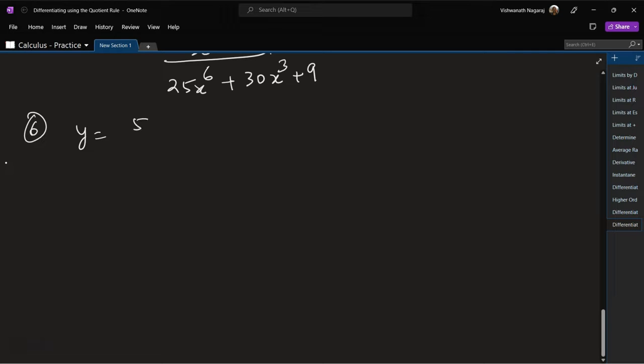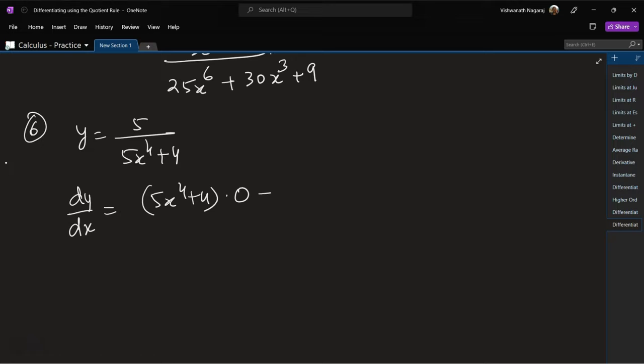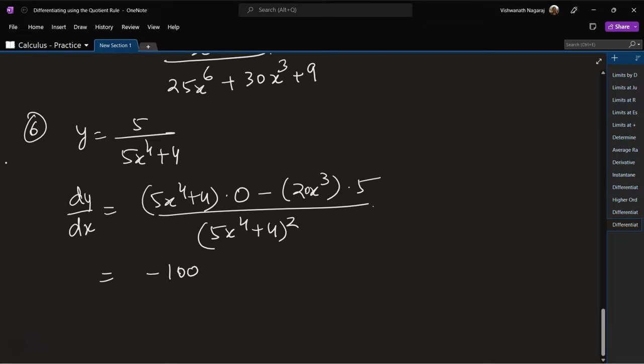Y is equal to 5 by 5x⁴ plus 4. So dy by dx is equal to (5x⁴ plus 4) times 0 minus 20x cube times 5, divided by (5x⁴ plus 4) square, which gives us minus 100x cube divided by 25x to the power of 8 plus 40x⁴ plus 16.